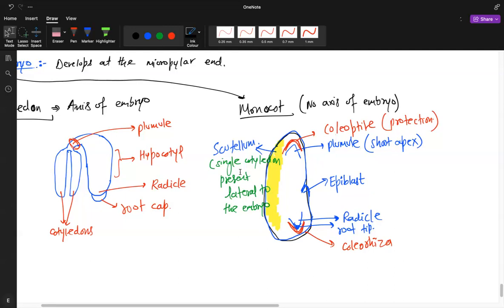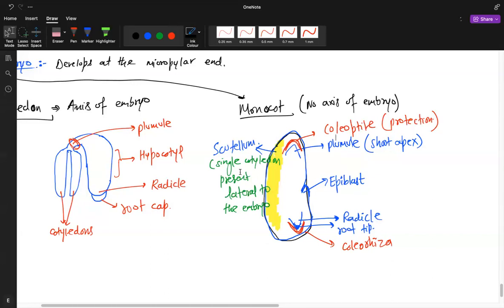It's clear, everyone? If you ask the functions, the epiblast is covering the whole embryo, and also the scutellum. The scutellum is a single cotyledon present lateral to the embryo in a monocot seed. Plumule and radicle are the same for both. And coleorhiza and coleoptile are tissues present ahead of the plumule and radicle. Again, their function is both nutrition and protection.